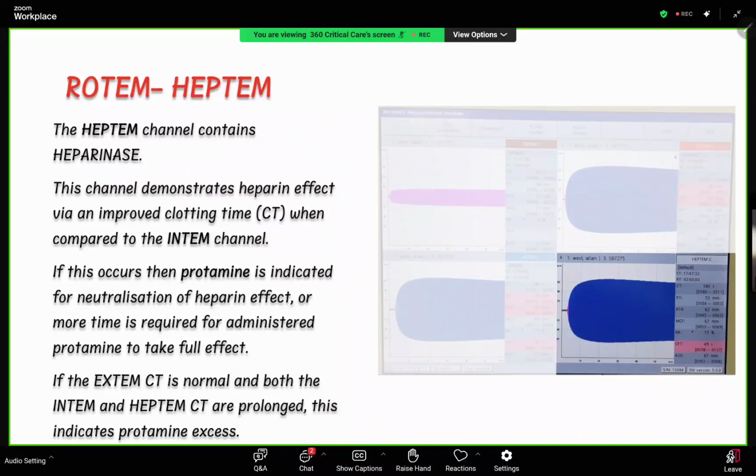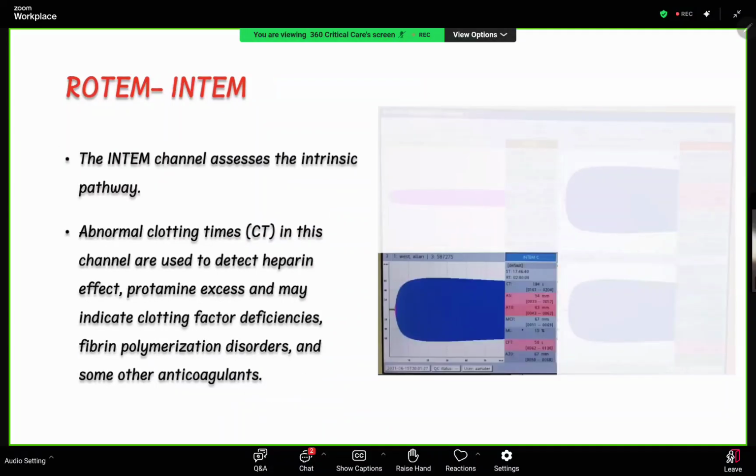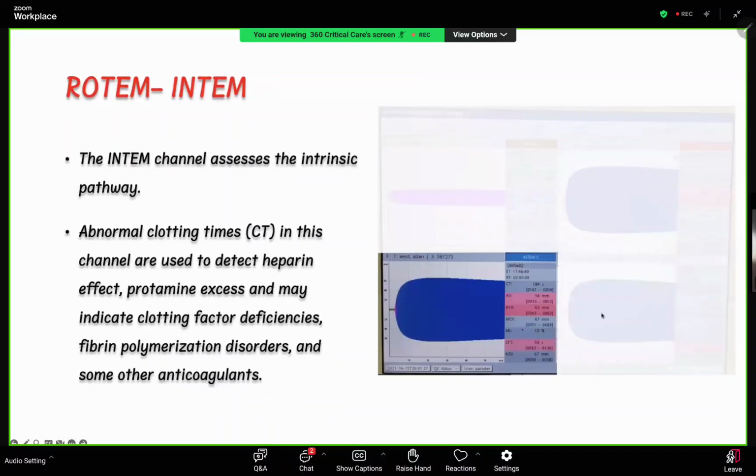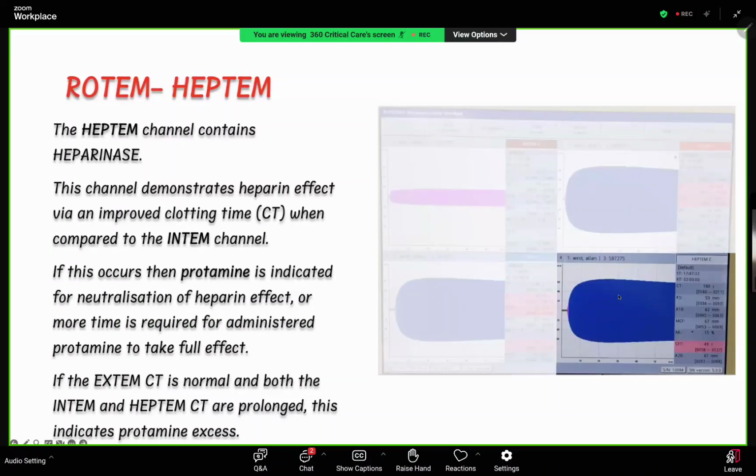It is because of something else, right? So if you have a prolonged clotting time in INTEM which gets corrected in HEPTEM, that means it is heparin effect. But if you have a prolonged clotting time in INTEM and also HEPTEM, it is not because of heparin, it is because of something else, some other inhibitors. Okay, so that's what you need to understand.